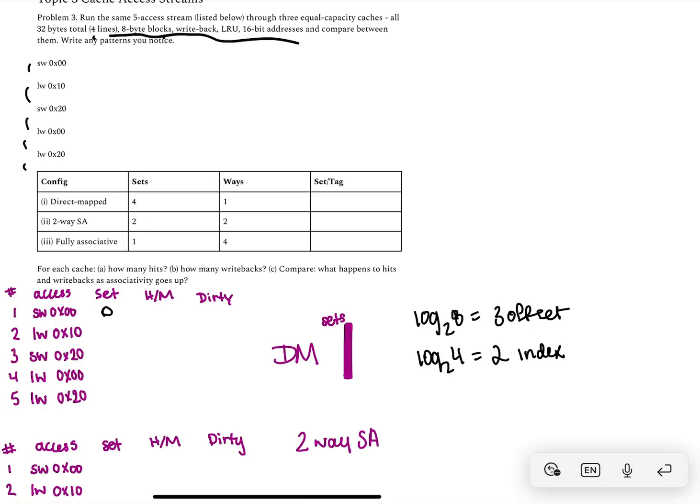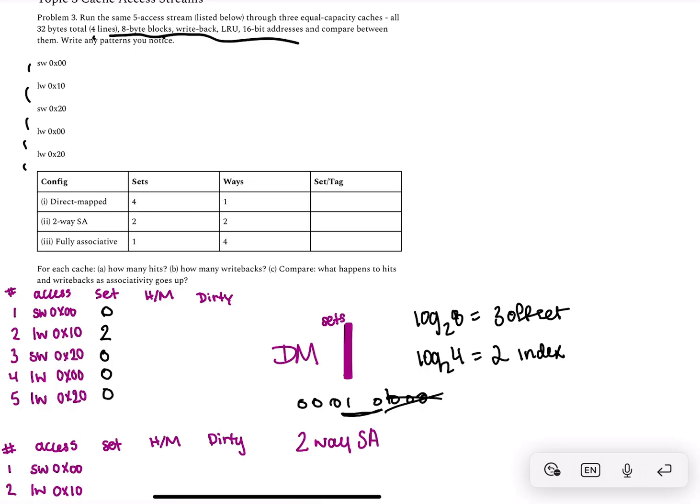And for this one, load word 0x10, I can just write it out, and this is definitely something you guys can do too for each one. So we're going to get rid of these offset bits, and these 2 will be our index bits. So this is 2, and you can use the same methodology for these 3, but I'll just tell you which set they belong to here. And now we can go ahead and go through our access stream.